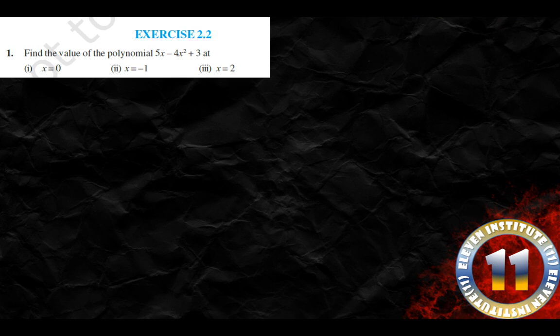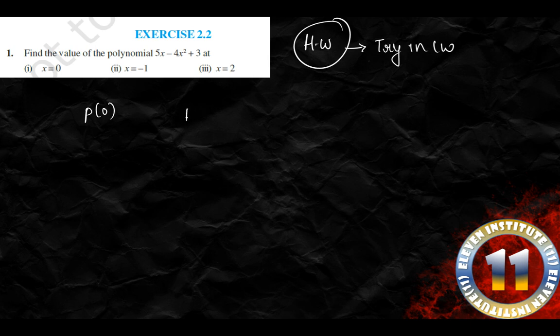Exercise 2.2, question number 1. This I am giving to you as homework, and you have to do it in CW. Try in CW. We will see the solution in the next video lecture and you can solve your doubts. What you have to do is, just instead of x write the value 0, the value 1 and the value 2. In short, you have to find p of 0, p of -1 and p of 2 for the given polynomial. Fine, so please try it in CW.